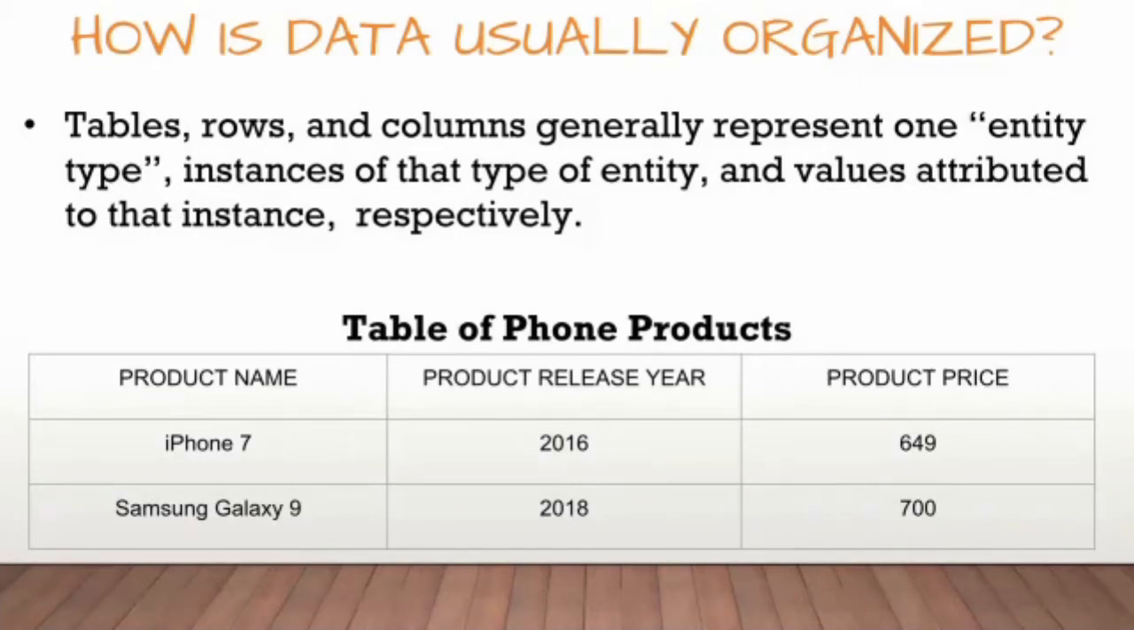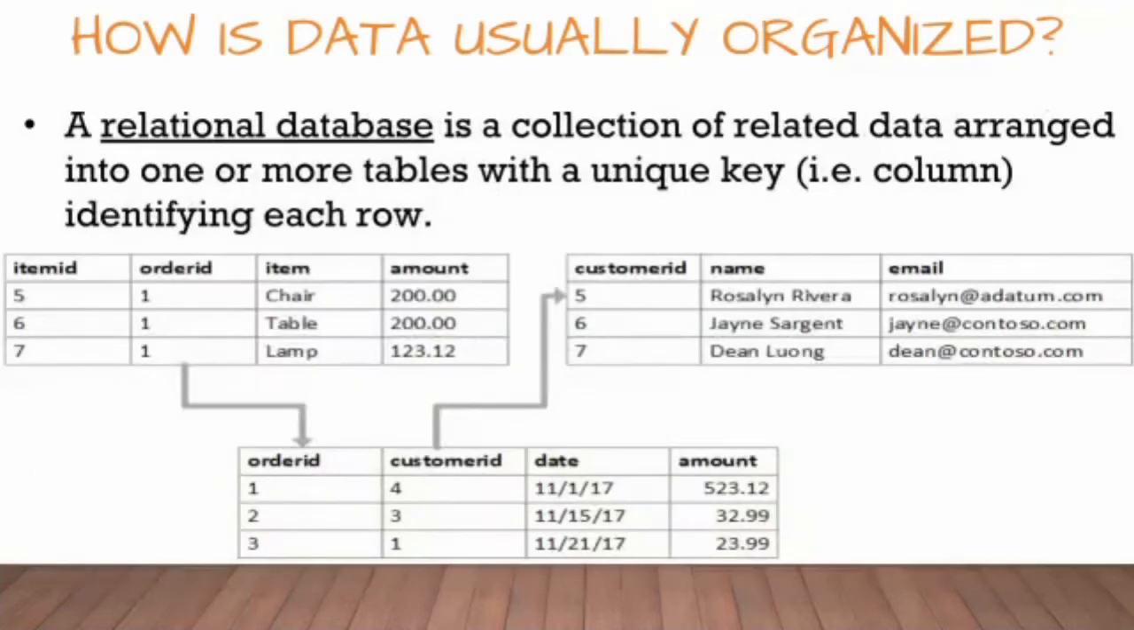So data is usually organized where you have tables, rows, and columns, and each one represents an entity where you have values attributed to each one. So for this table, I have phone products. I have the product name, iPhone 7, when it's released, and the price. We made these up. I don't really remember how much a Samsung Galaxy cost in 2018, but that's just a simple data table.